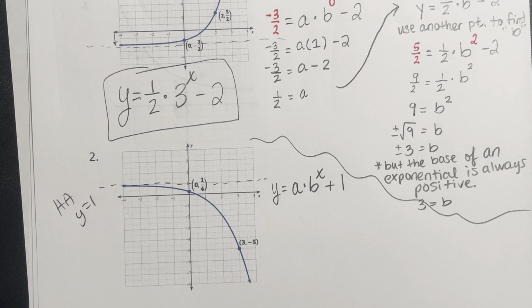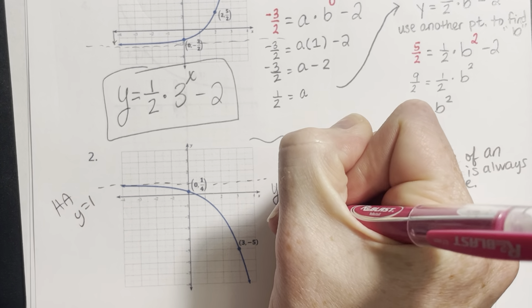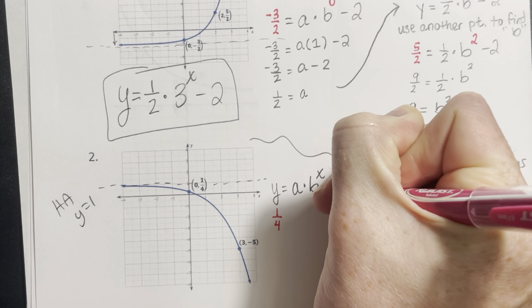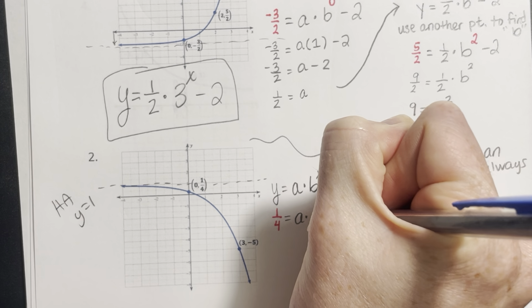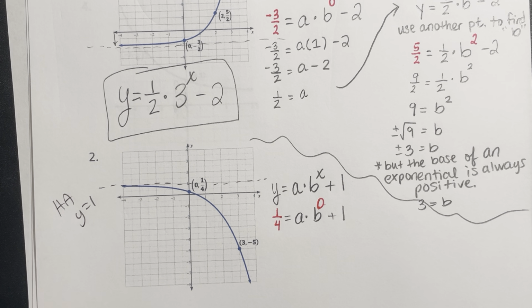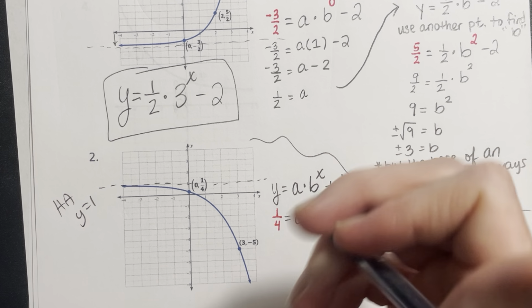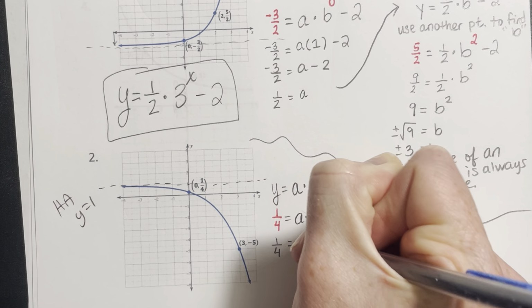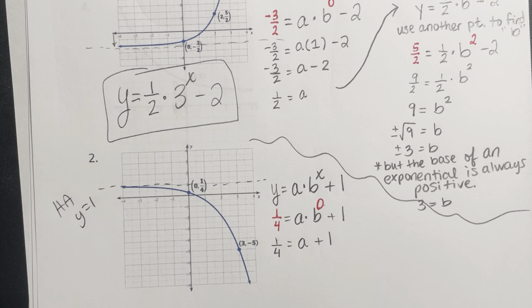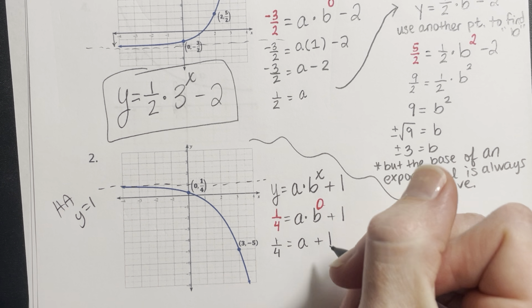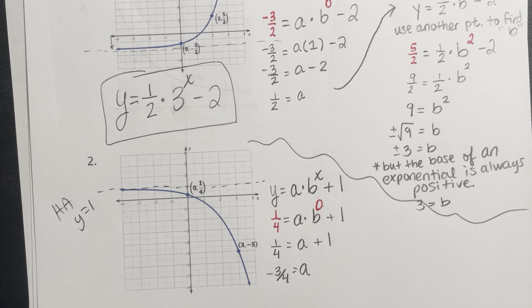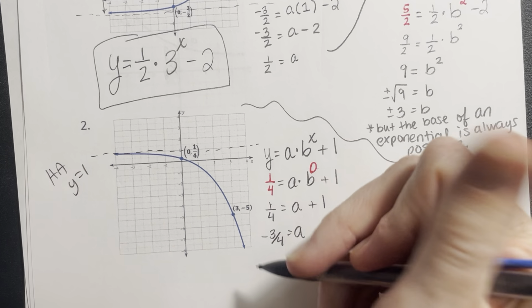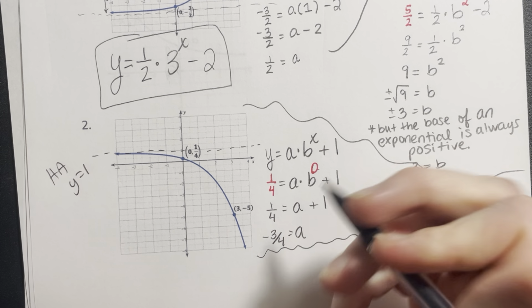We then use a coordinate like (0, 1/4). That y-intercept tells me that when x is 0, y is 1/4. We use that first because of that b to the 0 power. b to the 0 is just 1, and that's a times 1, so that would just be a. If I subtract 1 from both sides, I get negative 3/4 equals a. Then we need to plug in the other point so we can solve for b.